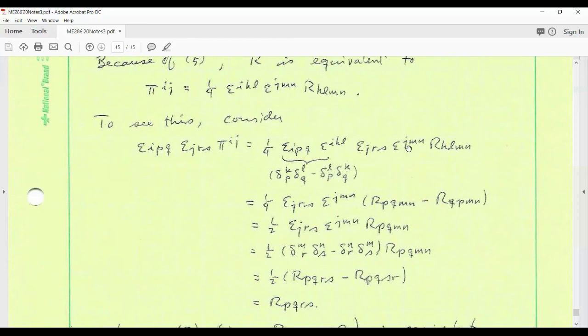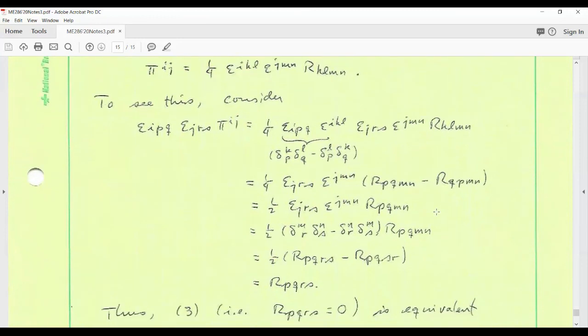The sum on K and L here involves the Riemann tensor. So in place of KL, I get PQ in this term. Then I subtract, in place of LK, or in place of KL, I get QP, right? K is replaced by Q, and L is replaced by P. So I get this difference. But I know that I have the skew symmetry in the first set of subscripts.